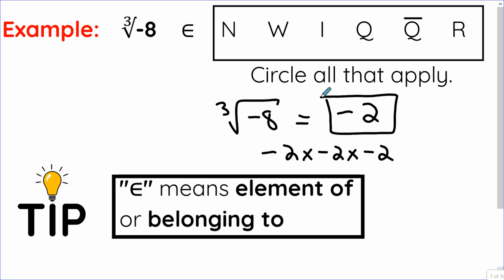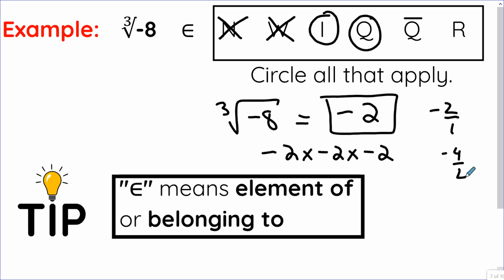So let's go through and see which one it belongs to. It's not a natural number because naturals don't include negatives, neither do wholes. It is an integer because it's a positive or negative whole number. It's a rational. I can write that as a fraction. I could say negative 2 over 1, or I could say negative 4 over 2, etc. If it's rational, you know it's not irrational. And all numbers that are rational or irrational are a real number. So it belongs to integers, rationals, and reals.